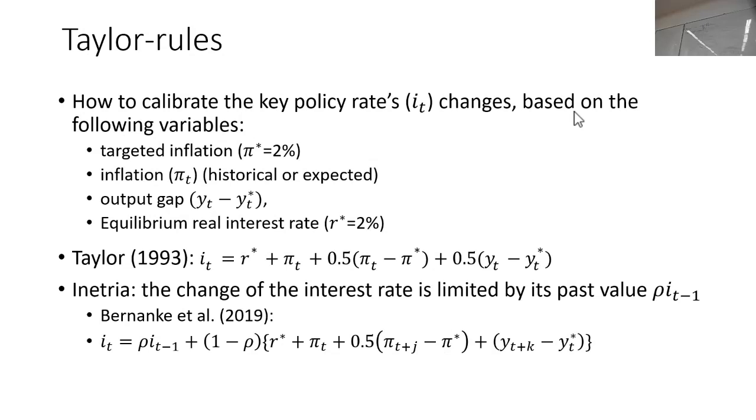So Bernanke said that it's much better if we add inertia. Past values of the interest rate should be added to the model, because in this case, obviously, interest rates will react slowly, and this process will remember what happened in the past. Usually this inertia is around 0.8, 0.7, 0.6, something like this. And the rest of the model will be the same.